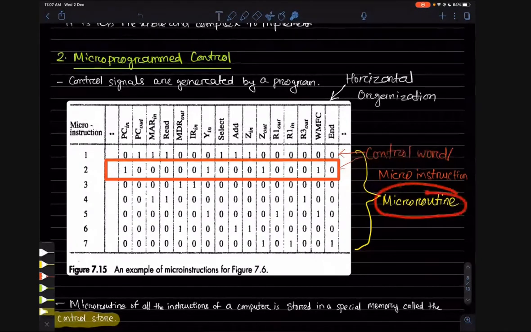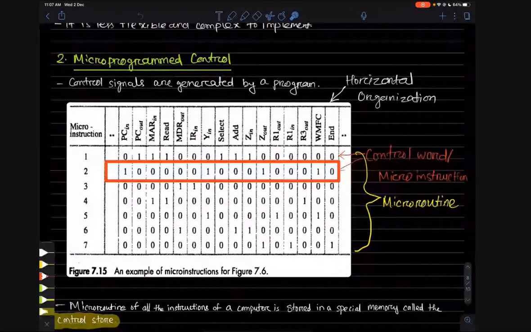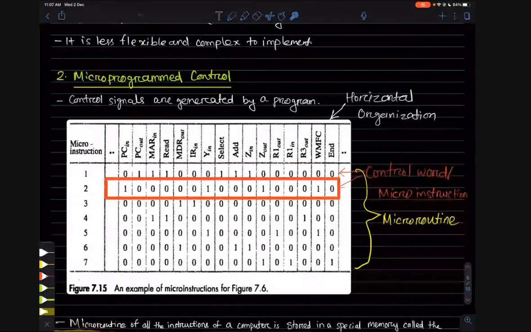Routine means what? It is a function. It is called a micro routine because it is executing all the micro instructions due to one instruction, that is the add instruction. For the addition instruction you require 7 of these steps. Each of these lines is called a control word or a micro instruction.